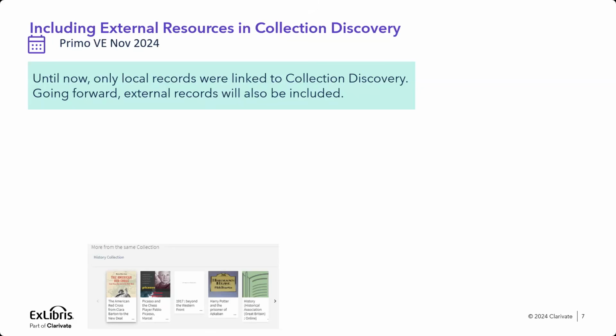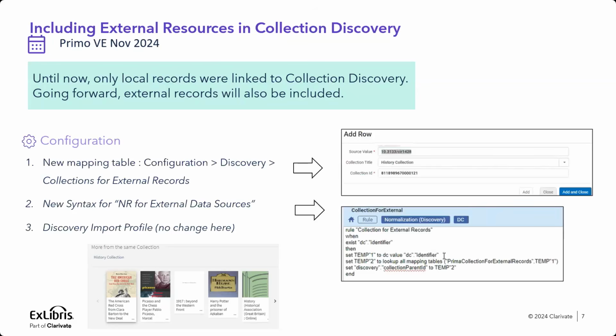The collection discovery until now was kind of interoperability between Alma and Primo VE, where Alma local records were added to the collection discovery. We got feedback from customers that you would like to include also your external repository. That's why we added the following configuration. The first configuration that was added is a new mapping table where you can map which value of the source record will be mapped to which collection. This record will be assigned to particular collection discovery.